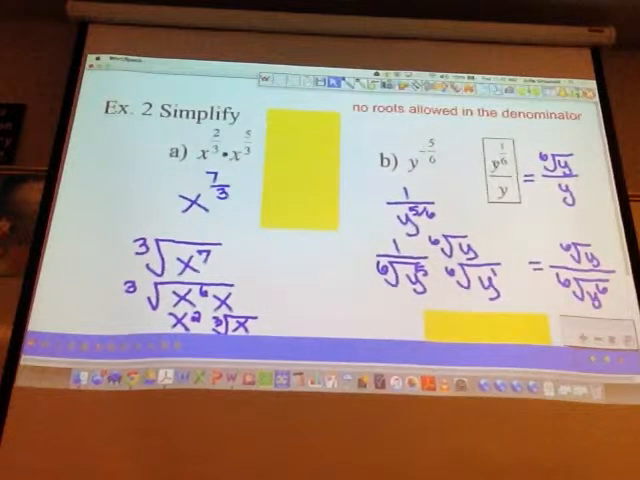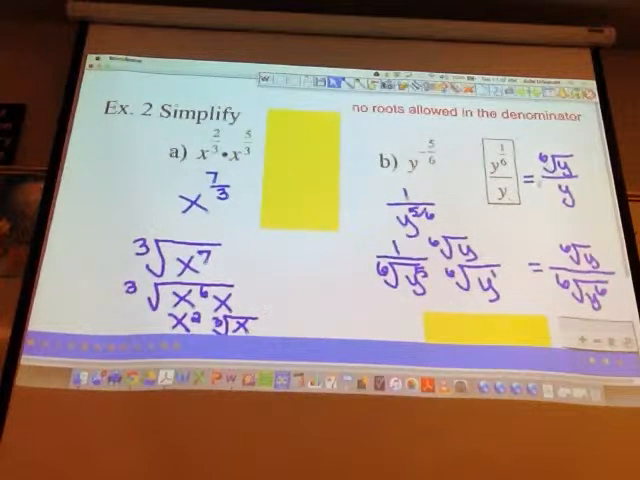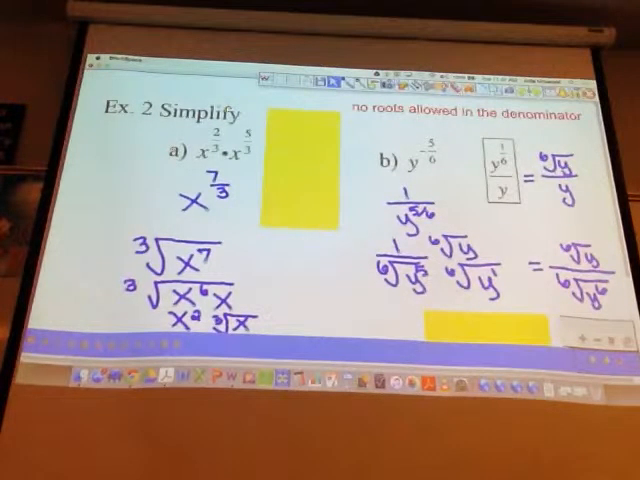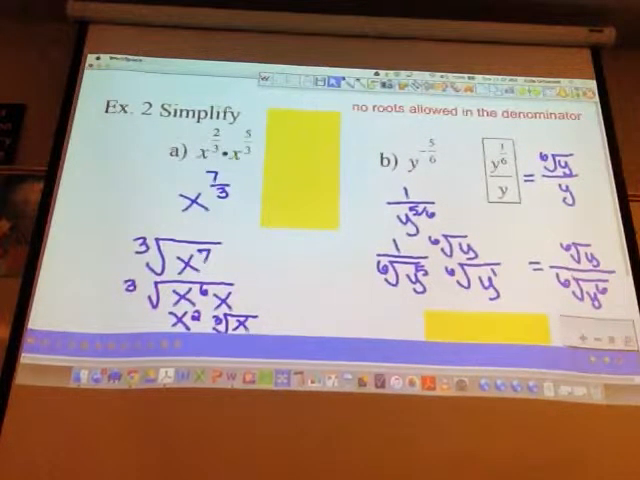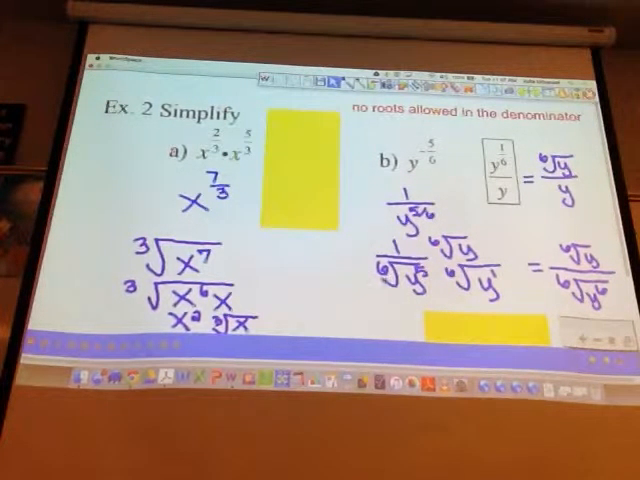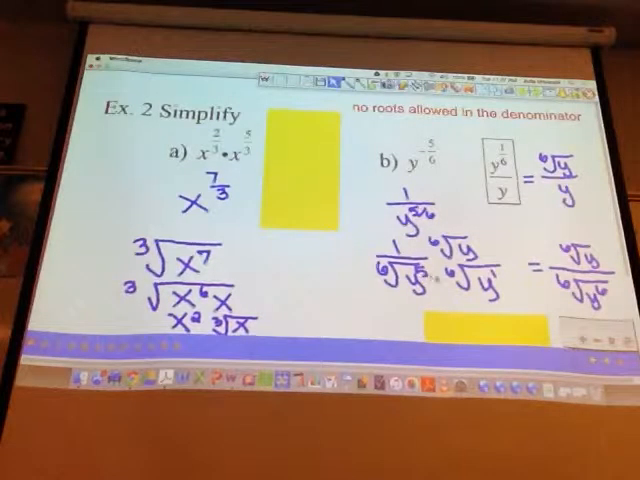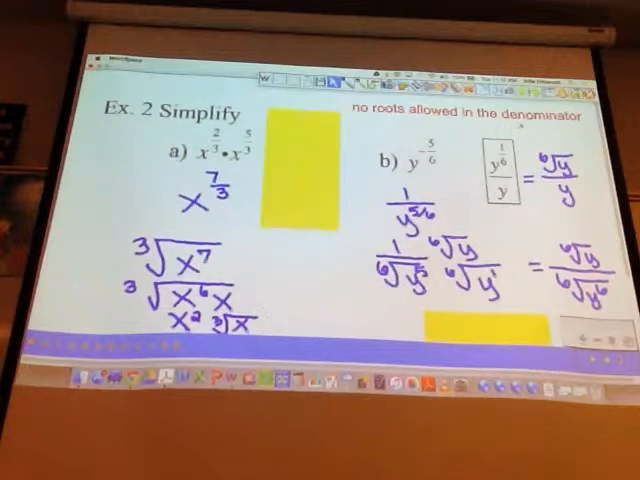Okay. This would be the way; you can write your answer either way. Y to the 1/6 over y, or the 6th root of y over y. It depends on what the directions asked for. Remember, there's no roots allowed in the denominator, so we had to simplify that further. That one was confusing. But if you have a 5th root in the denominator, you have to make your exponent into a 5. If you have a 4th root, you have to make your exponent into a 4. You have to be able to simplify that particular root. That's the hardest question on that one.